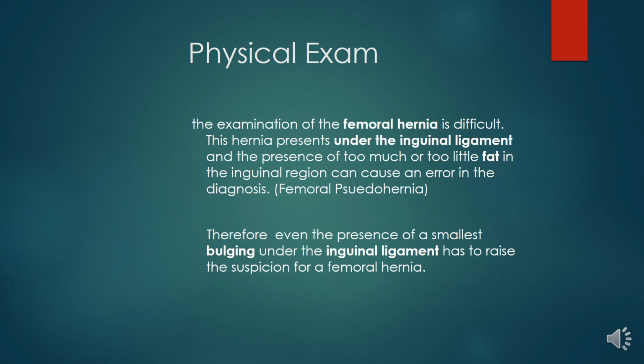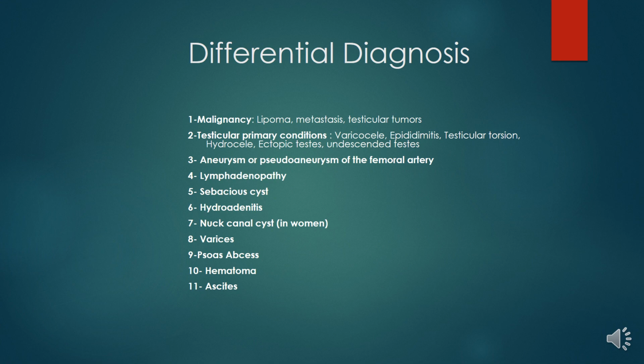The examination of femoral hernia is difficult. The hernia presents in the inguinal region, and the presence of too much or too little fat in the inguinal region can cause error in the diagnosis, giving a femoral pseudohernia. Therefore, even the presence of the smallest bulge under the inguinal ligament has to raise suspicion of femoral hernia. Differential diagnosis includes malignancy, primary testicular conditions, aneurysms, lymphadenopathy, sebaceous cyst, hidradenitis, canal of Nuck cyst, varices, psoas abscess, hematoma, and ascites.